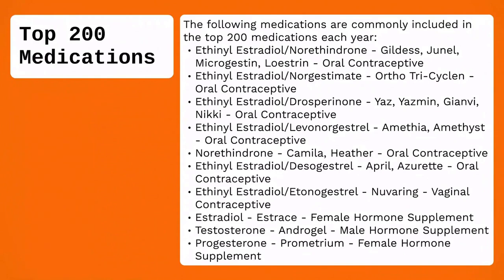Here we've included some common top 200 medications that have to do with the reproductive system. If you want to pause now, most of these are oral contraceptives. You could go ahead and study them.